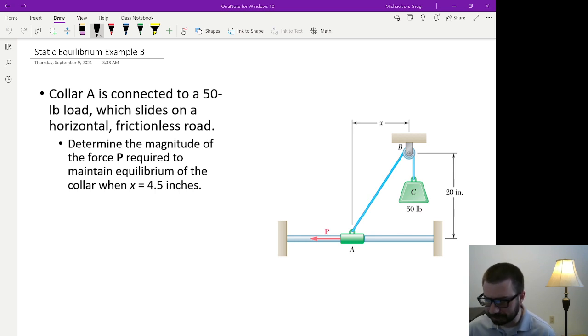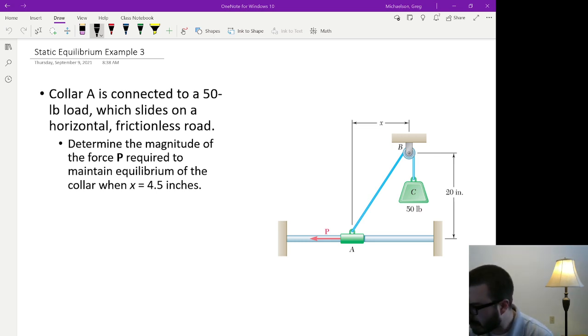due on Monday. So we have this collar that's sliding along a pipe or a frictionless rod, and the idea is to determine the magnitude of the force P required to maintain equilibrium of this collar at point A.